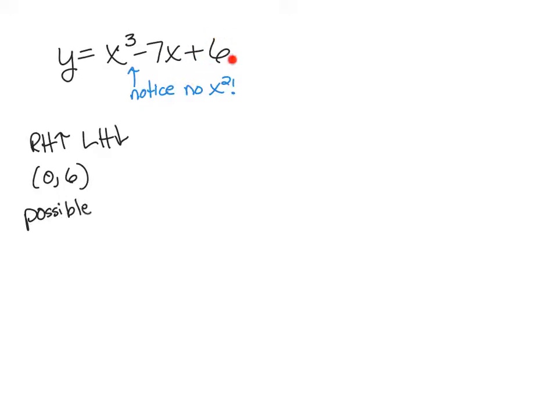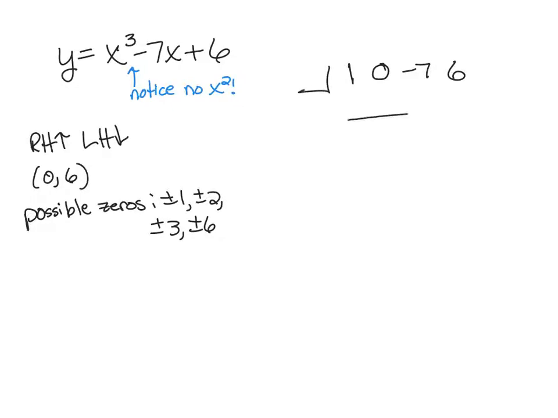Possible zeros are the factors of the last number divided by the factors of the first number, which we don't see often, but we have to allow for that there may be some fractions. This is a 1, so all of my possible zeros are just the factors of 6. All right, don't forget to put the 0 in for the x squared column.